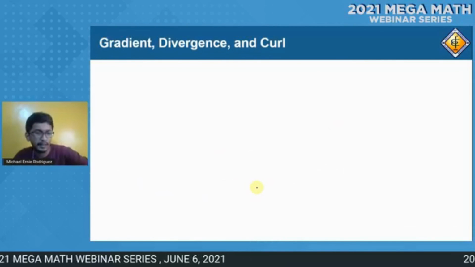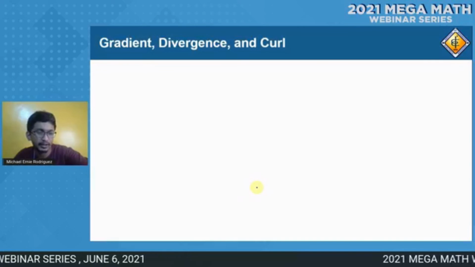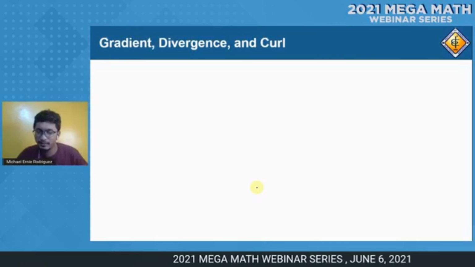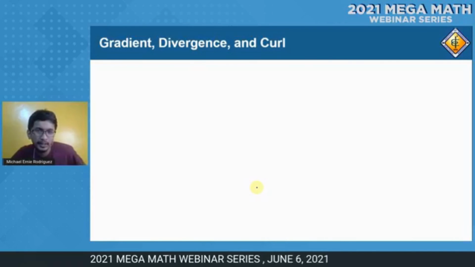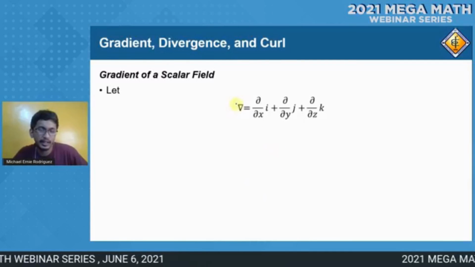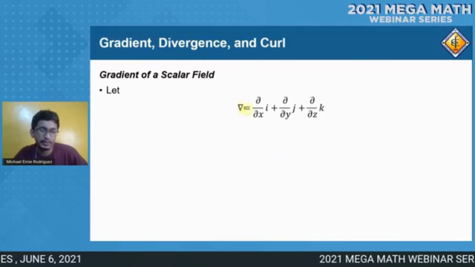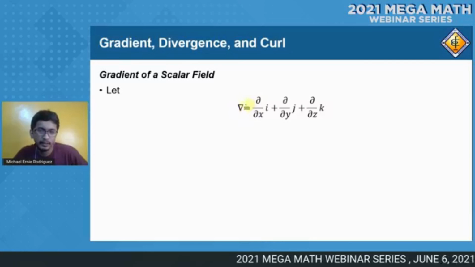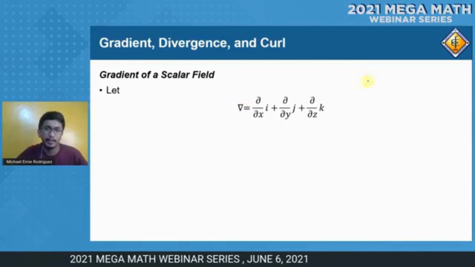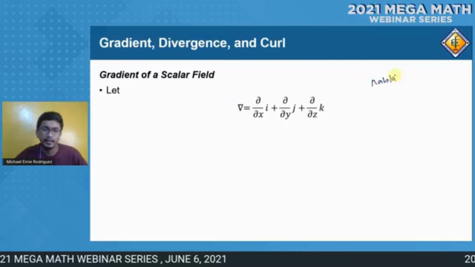Ito na yung last nating topic before we can end the session. Medyo information overload yung ating topic: gradient, divergence, and curl. Gradient of a scalar field. So ang symbol na to is nabla, N-A-B-L-A. Okay. Nabla.